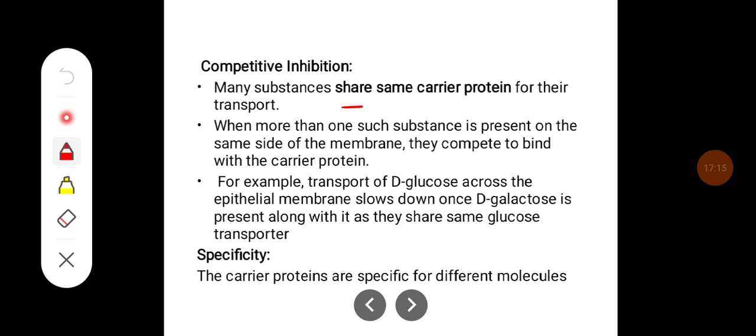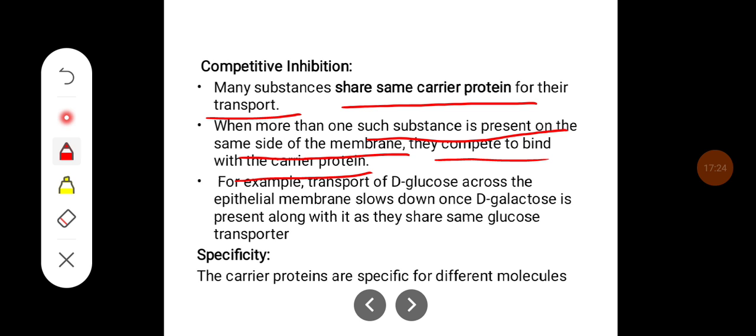Many substances share the same carrier protein for transport. When more than one such substance is present on the same side of the membrane, they compete to bind with the carrier protein. For example, transport of D-glucose across the epithelial membrane slows down once D-galactose is present along with it, as they share the same glucose transporter. Carrier proteins are specific for different molecules.